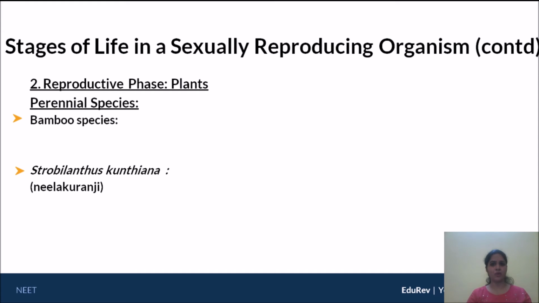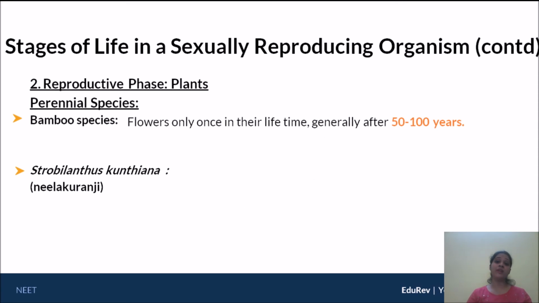Okay, now why is it important? These are perennial plants, but they flower after a very, very long time. For example, bamboo will flower once maybe in 50 to 100 years. And after that it's going to die. So it will flower, it will produce huge amounts of fruit, after which it will die.